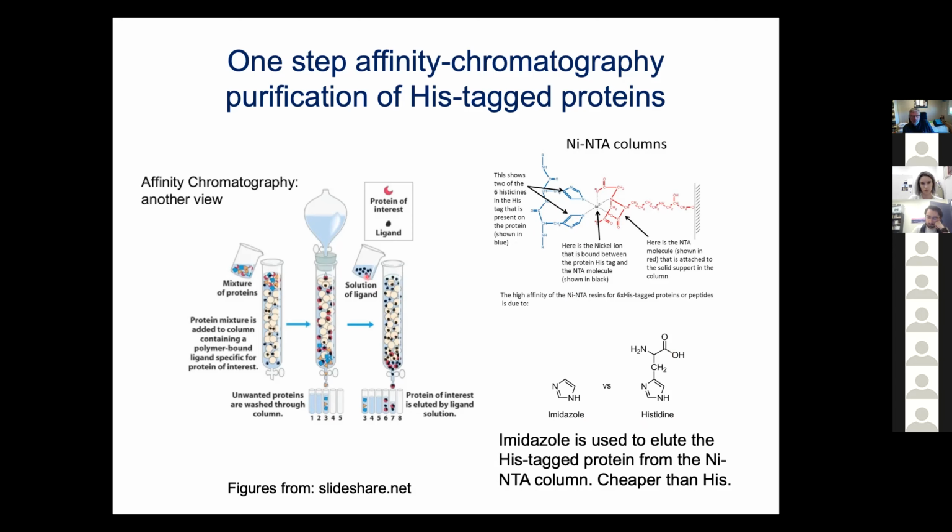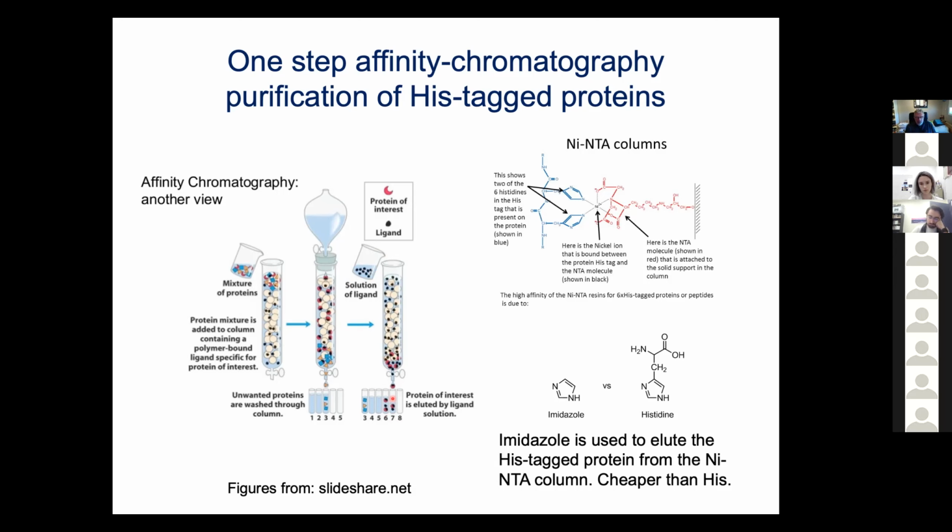So here you use imidazole as a ligand, and as it washes through, you see it also washes your red protein off. And now your protein is usually already 95% pure, right? In many cases you don't have to do any more purification steps. This is often a one-step purification.